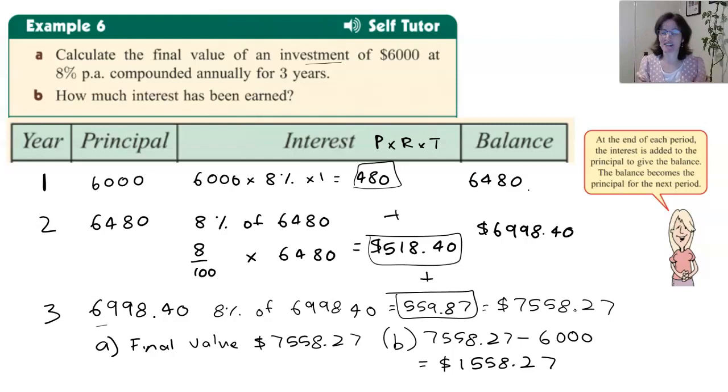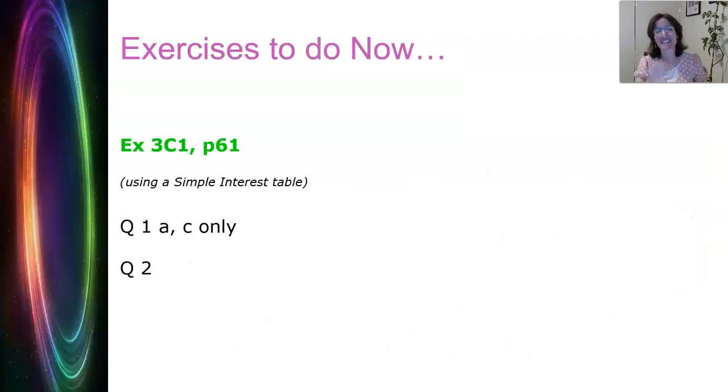As you can see, this is quite tedious to do via a table. That's only 3 years. If you had an investment over a much longer period of time, it's going to get very tedious. So there's got to be a quicker way of doing this, and there is. That's using the formula. Join me for that in the next video.